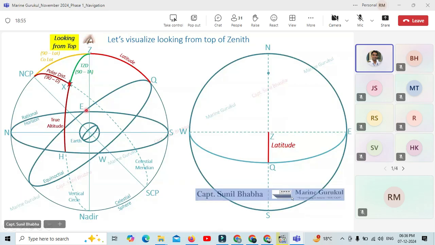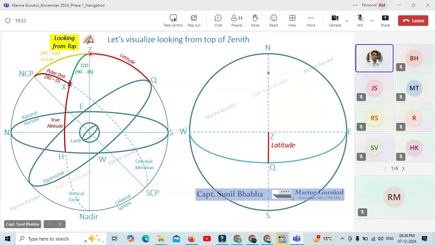If you go beyond W on this side, or you go beyond E on this side, this is going to fall in the far side of the celestial sphere, which will not be visible to us. So that's why you only see half of the equinoctial, which is visible to you as WQE in our rational horizon diagram. Now let's proceed ahead. Let's come back to the Z point.